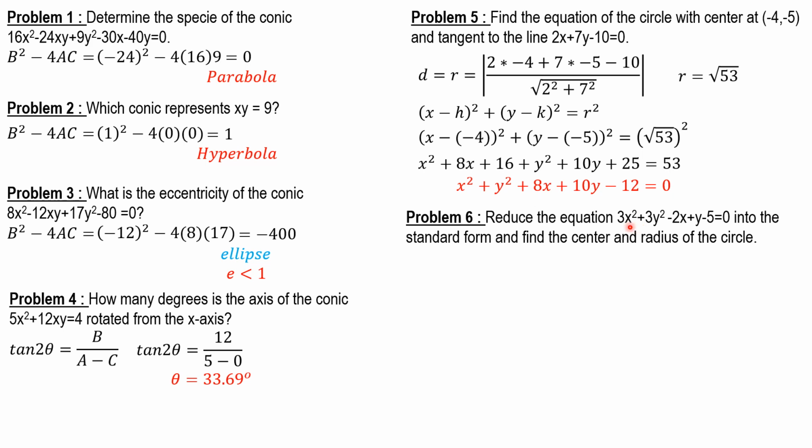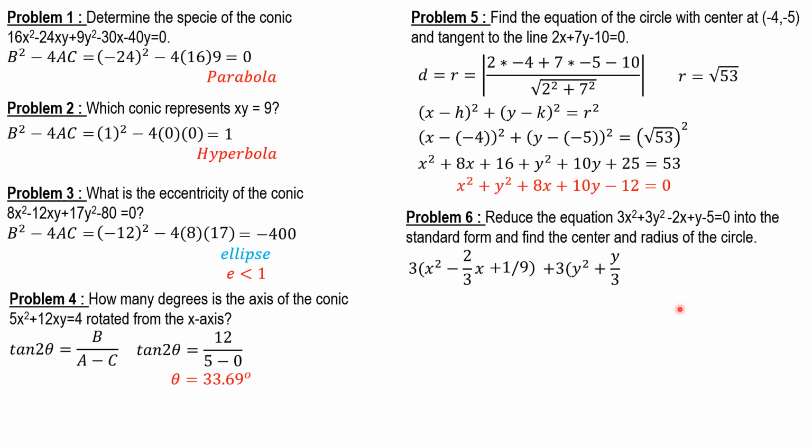So we have 3 quantity x squared minus 2/3 x plus 1 over 9. So this is plus 1 over 9. 1/2 of negative 2/3 is negative 1/3. Negative 1/3 squared is 1 over 9. Then we have plus quantity 3 times y squared plus y over 3. 1/2 of 1/3 is 1/6. And 1/6 squared is 1 over 36.